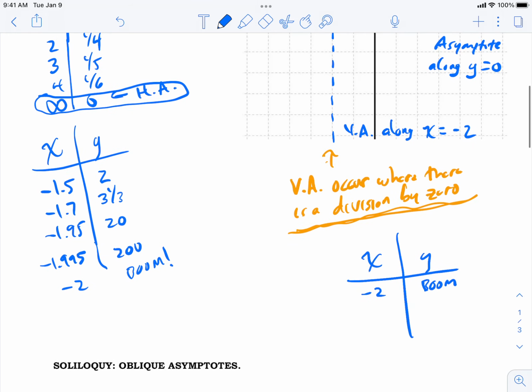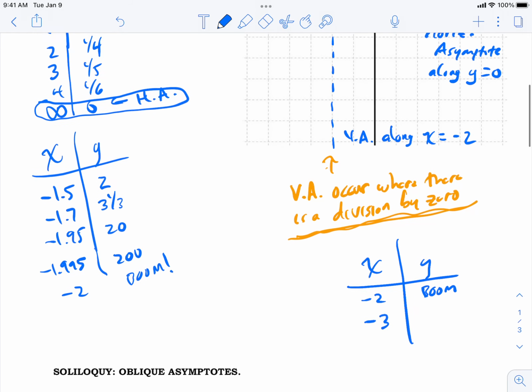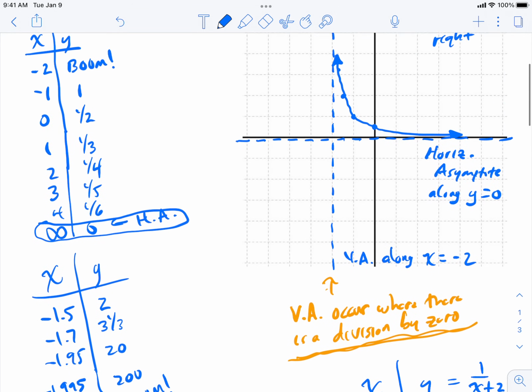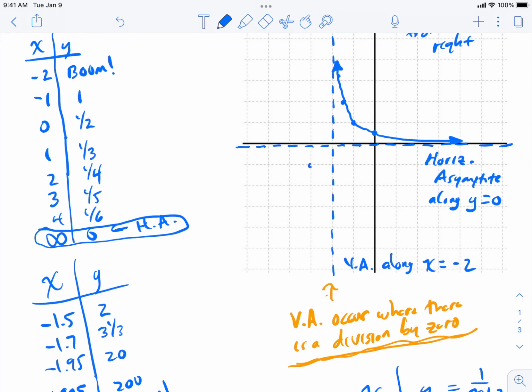And let's kind of go further to the left. If you plug in a -3, what have you got? Well, our function is, remember, 1 over x plus 2. So if you plug a -3 in there, you'll have a -1 on the bottom. 1 over -1 is a -1. If I plug in a -4, I'd have -4 plus 2 is a -2. 1 over -2 is a -1/2. Okay, so when x is -3, y is -1. Oh, it's down here. When x is -4, y is -1/2.